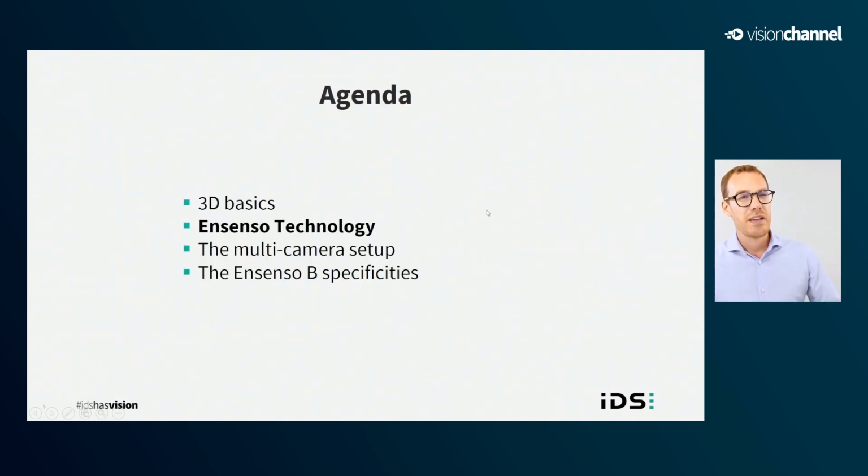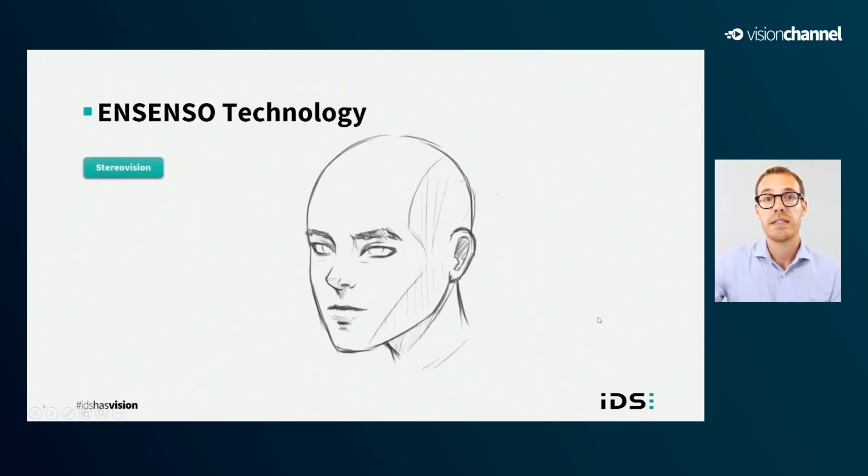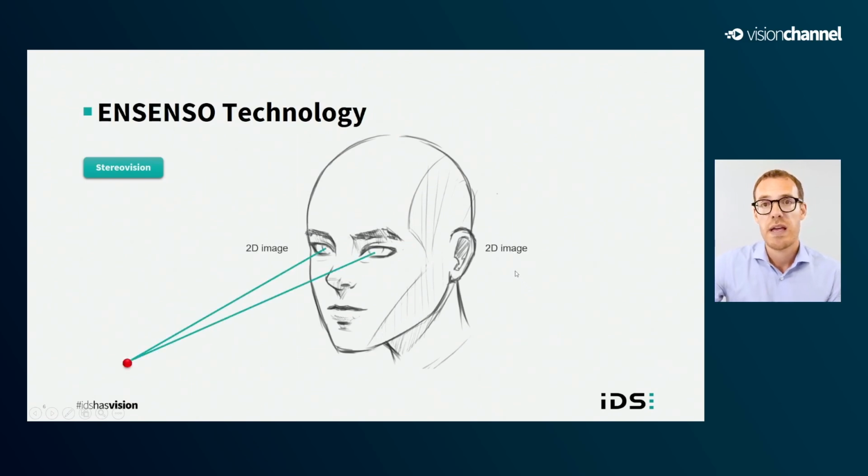Now let's take a deeper look at the Ensenso technology. How does it work? What makes it unique? So the Ensenso technology is based on stereo vision. The principle is similar to the human eyes. When looking at an object, this object will be imaged on both retinas. And based on these two retina images, your brain will deduce depth information.